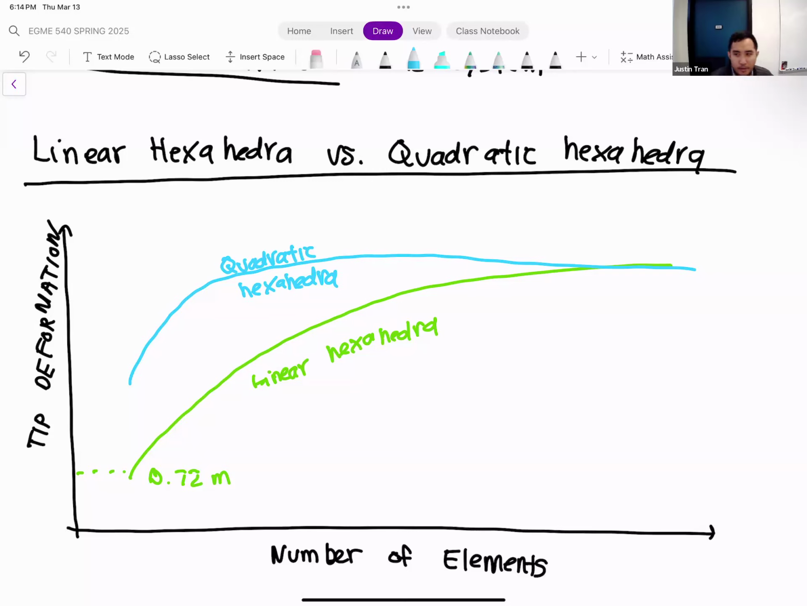I drew it with a weird up and down motion there. Just imagine that it's a straight line. But the quadratic hexahedra, as we know, is going to converge much faster than the linear hexahedra. Okay. So these graphs here are just a way to illustrate a point that we've known for a long time. Use quadratic elements and use hexahedra if you can. But quadratic tetrahedrons are still a great choice for structural analysis. Okay. Any questions on these convergence graphs?